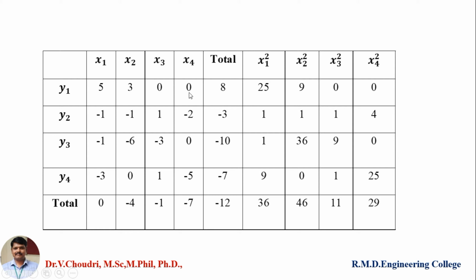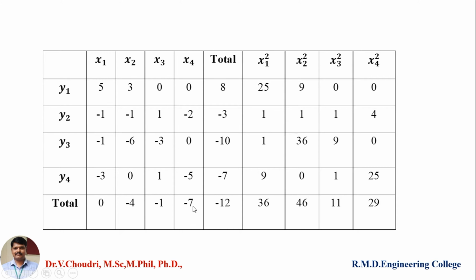Now, total of these values: 5 plus 3, 8, minus 1, minus 1, plus 1, minus 2, minus 3. So minus 1, minus 6, minus 7, minus 10, minus 10, minus 3 plus 1, minus 2, minus 2, minus 5, minus 7. And add column-wise: minus 1, minus 1, minus 2, minus 3, minus 5, 5 plus 5, 0. Like that, sum of these values minus 4, sum of these values minus 1, sum of these values minus 7.